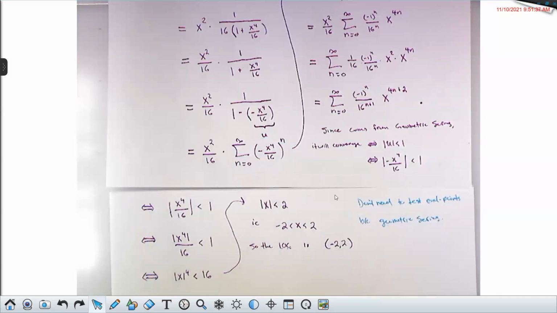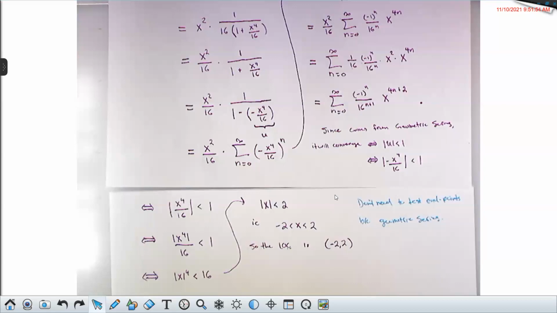Why does the absolute value drop for 16 but not for x? Because 16 is just a number, it's a positive number, and the absolute value of 16 is 16. But x is a variable, and x could be positive or negative.